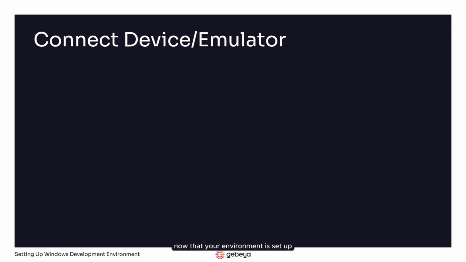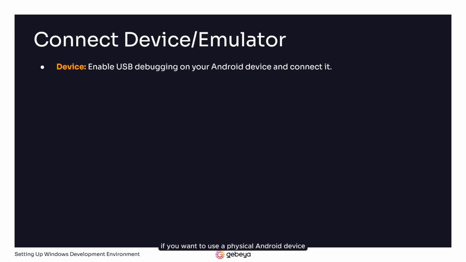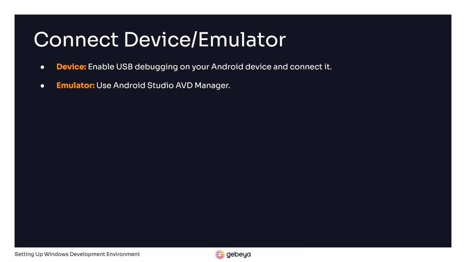Now that your environment is set up, it is time to connect a device or set up an emulator for testing your apps. If you want to use a physical Android device, enable USB debugging in your phone's developer options. Then connect it to your computer via USB. Alternatively, you can set up an emulator using the AVD Manager in Android Studio. This will allow you to simulate different devices and screen sizes while testing your Flutter apps.